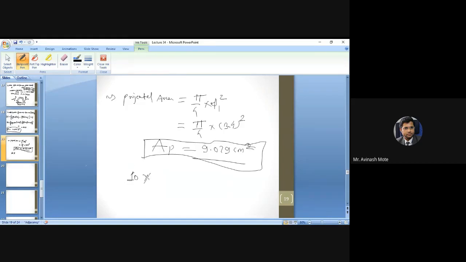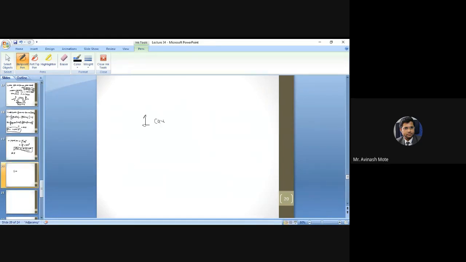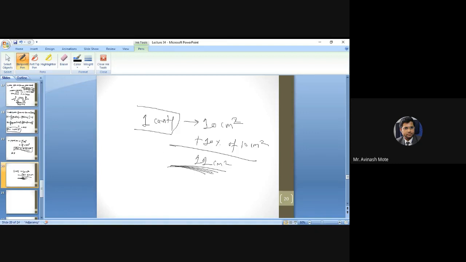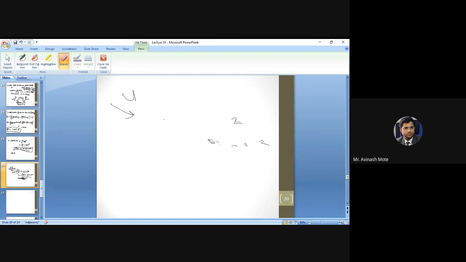Getting it? What I mean is, if there is one cavity and the projected area is 10 centimeter square, the effective projected area will be this area plus 10% of 10 centimeter square. So this will be a total of 11 centimeter square, the net projected area for a single cavity. You then multiply by the number of cavities. So 10% additional area is considered as the projected area for the gating system.